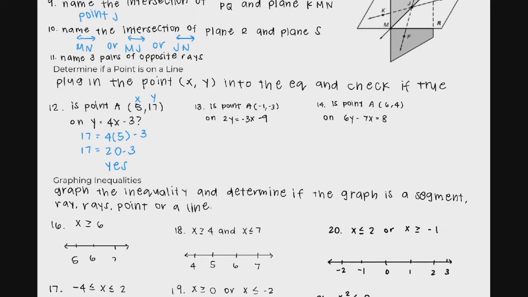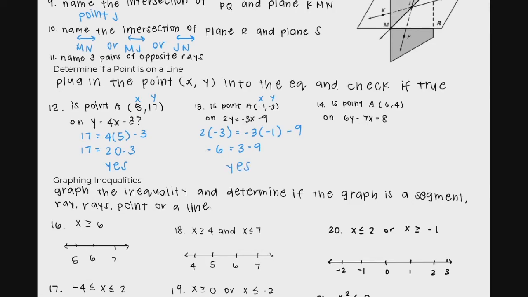Next we have is point A (negative 1, negative 3) on 2y equals negative 3x minus 9. So we're going to plug in negative 1 for x and negative 3 for y. So we'll have 2 times negative 3 equals negative 3 times negative 1 minus 9. 2 times negative 3 is negative 6. Negative 3 times negative 1 is 3. So we have negative 6 equals 3 minus 9, which is true, so this is yes.